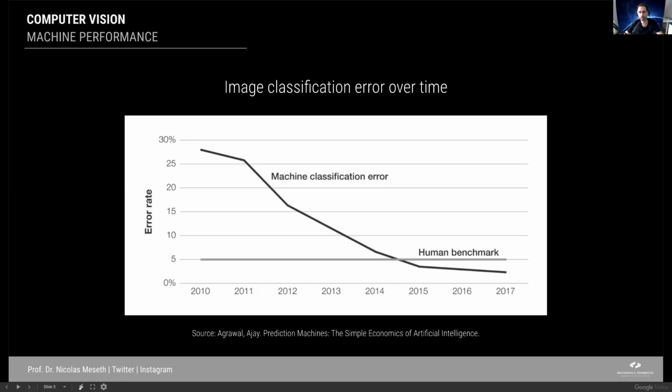That might be a lack of knowledge, or we don't really recognize the dog correctly. This is just an example, but we do make mistakes, and it's about 5% in this particular challenge. So what machines achieved is to go below this human benchmark and be able to more precisely predict what's in an image than humans can do.